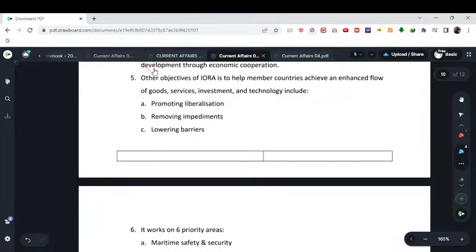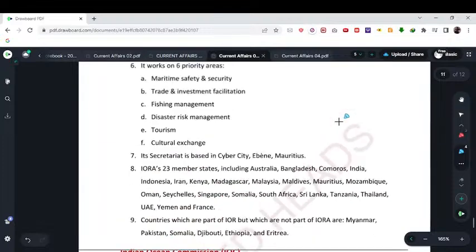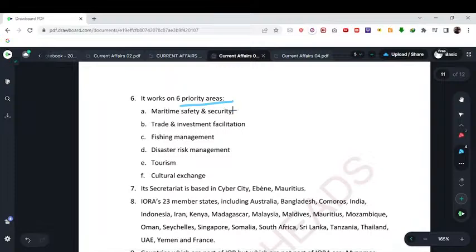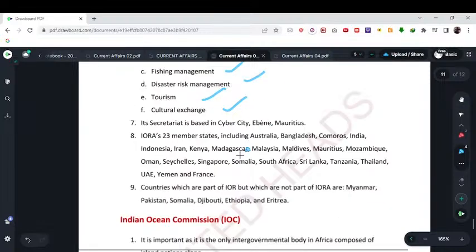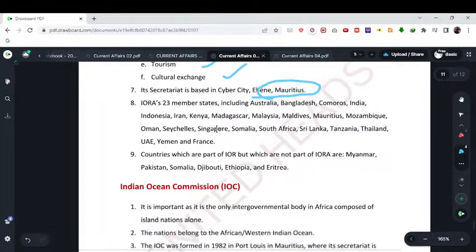Now these are some other objectives, you can go through them. What are the 6 priority areas? Maritime safety and security, trade and investment facilitation, fishing management, disaster risk management, tourism and cultural exchange. Where is the secretariat? It's in Ebene, Mauritius. It has 23 member states.